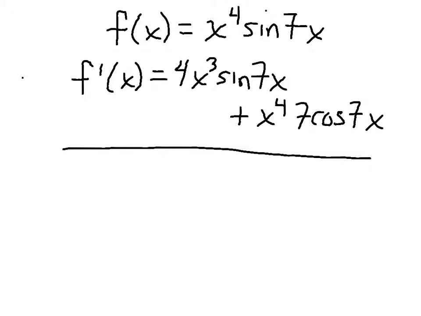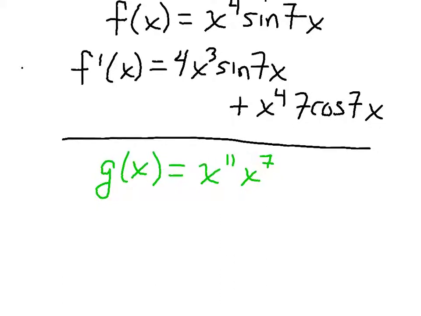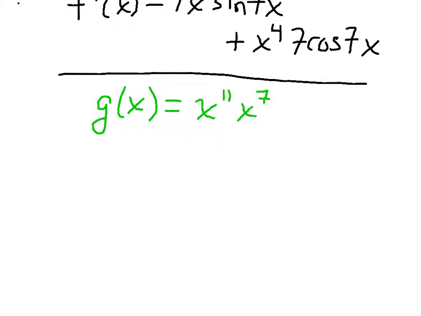So the function I want to use is g of x, and the product is x to the 11th times x to the 7th. And you might be thinking to yourself, hey, isn't that just x to the 18th? Well, you're absolutely right. So you already know what the derivative is, and I'm going to put it off to the side here. You know that the derivative of g is 18x to the 17th.